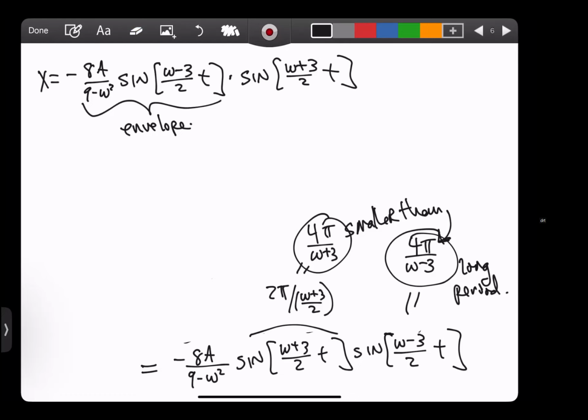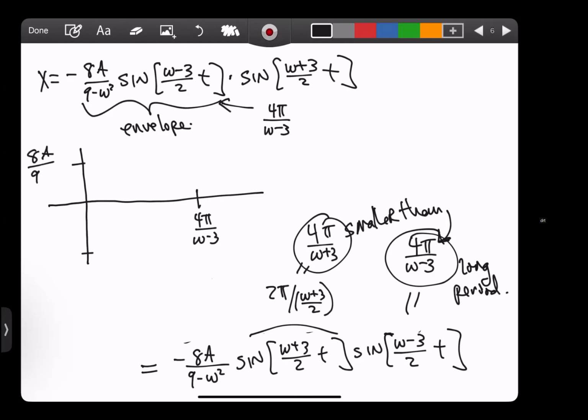Now it's got that negative in there. Oh, screw it. I'll just leave it there. But what I want you to then do is make a nice graph of this. So do the envelope first. Again, the period on this thing is going to be 4 pi over omega minus 3. So it's going to be a sine curve between 0 and 4 pi over omega minus 3 of amplitude 8a over 9 minus omega squared.